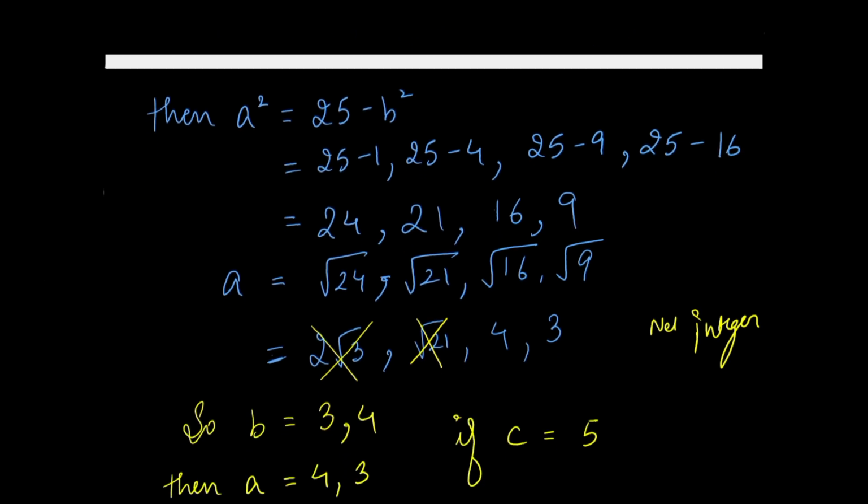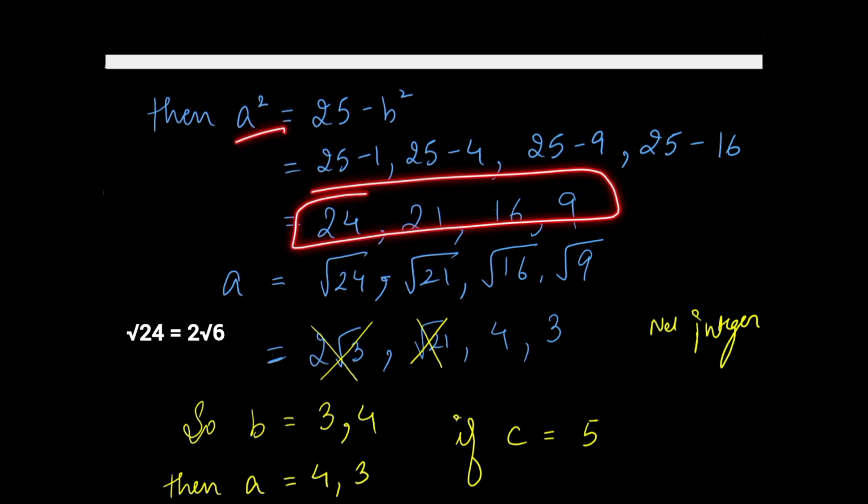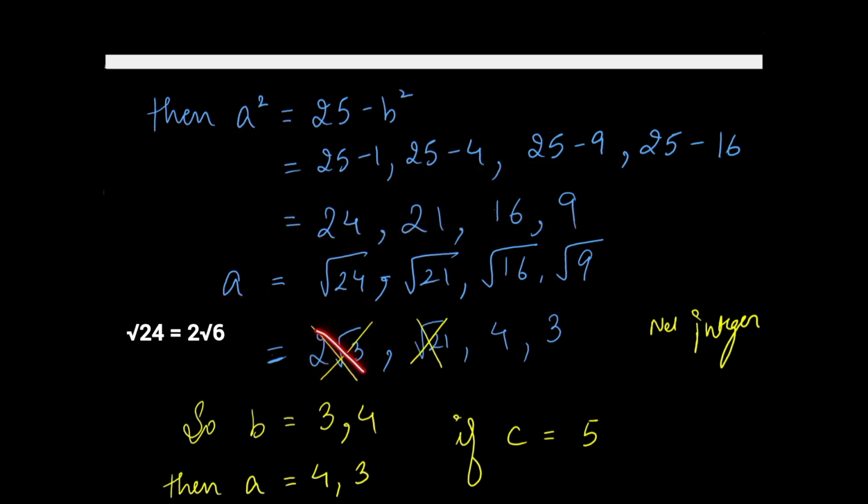Now we will be taking the square root of these 4 values so as to get the value of A. A gives square root of 24, that is 2 root 6, which is not an integer, so we can directly cross it out. And then root 21, it is also not an integer, so we can directly rule it out. Also root 16. Root 16 is 4, and then we are left with root 9, that is 3.